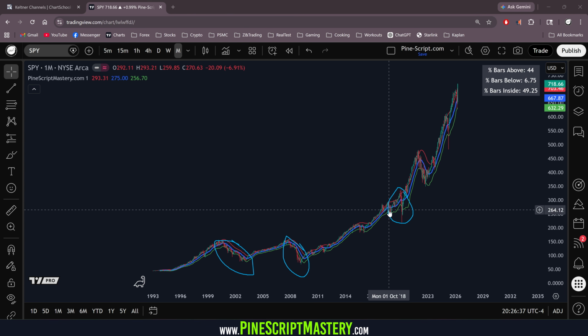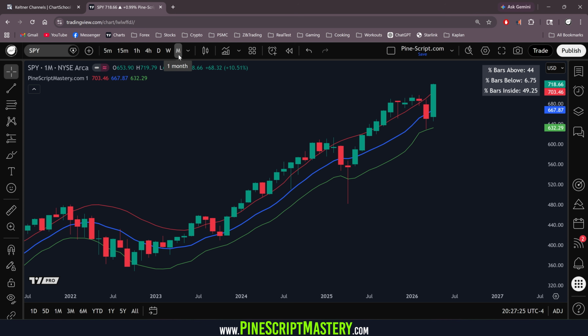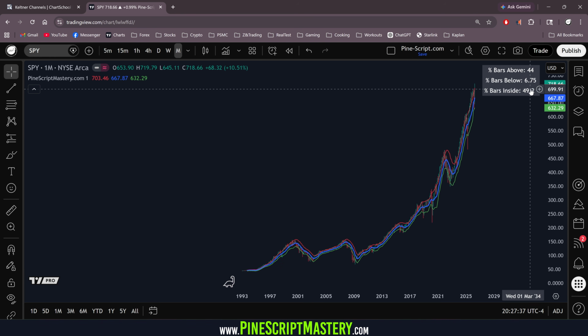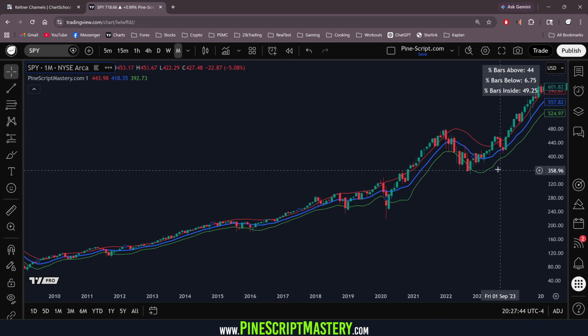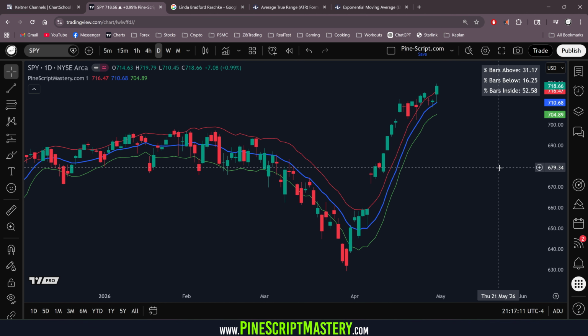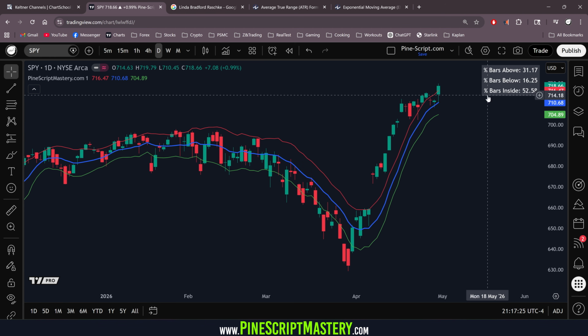And if we go on the monthly time frame, we have 44% of bars trading above our upper channel and only 6% or 7% of monthly bars trade below this channel. Now the channels are now 10-month moving average based. But anyway, I just think that's very interesting and I wanted to point that out. And by the way, I'm not saying you should go out and buy SPY or the S&P 500 because of this. I just wanted to point out that I think it's interesting.